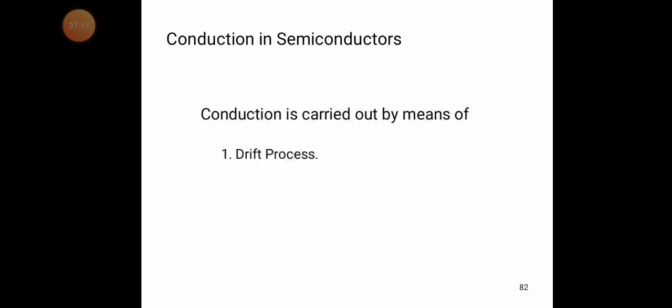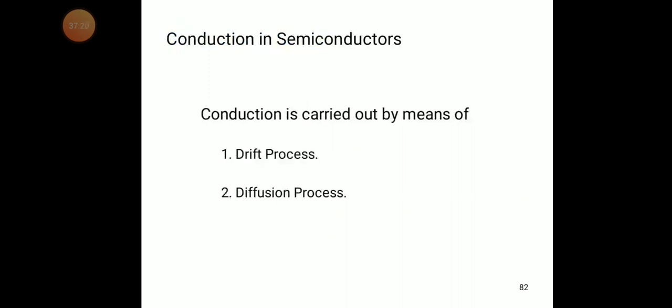Once again given. So now we try to discuss the conduction in the semiconductor. What is the meaning of conduction? How does the conduction process take place in the semiconductor? Here we have two methods. The conduction is carried out by means of the drift process and the diffusion process. Drift means applying external energy to change the direction of the electron. That is called the drift process. Diffusion means moving from the high concentration to the low concentration side. That is called the diffusion process.